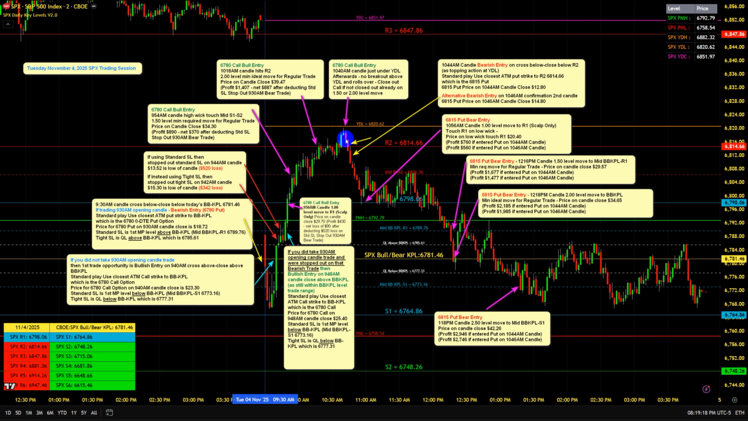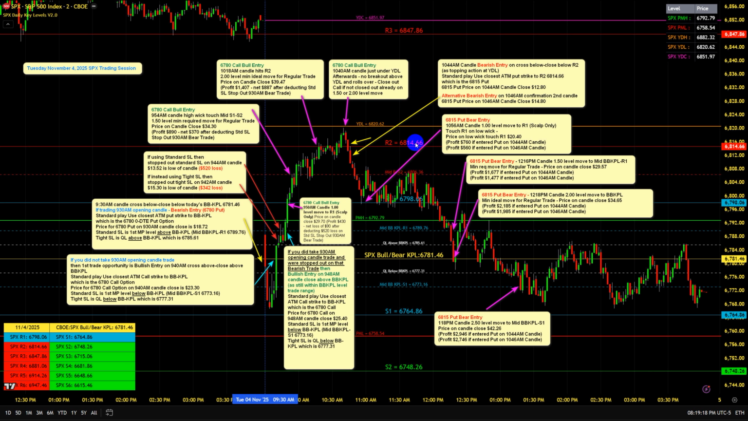The price of the 68.15 put on this candle here, the 10:44 a.m. candle close, is $12.80. On the alternative entry here, on the 10:46 a.m. confirmation second candle close, the 68.15 put price is $14.80. So you're paying $2 more, or $200 more per put, for waiting for additional confirmation.